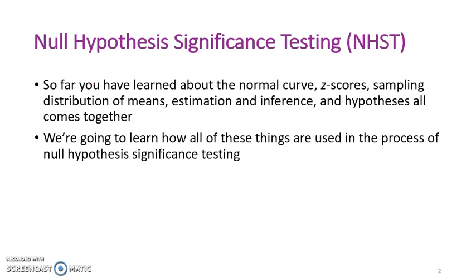Let's begin by talking about significance testing. So far in these lectures, we've talked about the normal curve, computing z-scores and using them to find the probability of score occurrence, the sampling distribution of means and how to use it, estimation and inference, and hypotheses. All of these things are used together in the process of null hypothesis significance testing. We're finally getting to the part where we'll learn the steps that we will take to test our hypotheses. This is the traditional way that we conduct statistical tests of significance.